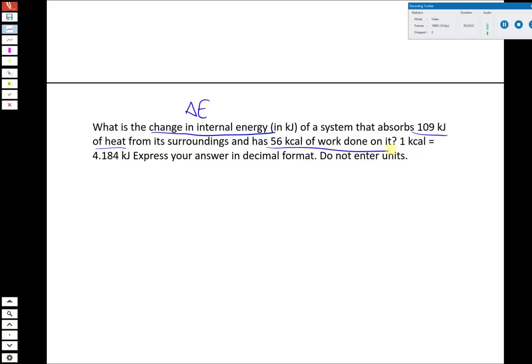We want to know what's the change. So delta E is what we're looking for here. Remember that delta E is related to heat and work by just the sum of the two, Q plus W. So in this problem, they're both given to us, but they're in two different units, and we don't give you the signs directly. So it first tells us that the system absorbs 109 kilojoules of heat. So again, if it absorbs heat, 109 kilojoules, if it absorbs it, that has to be positive. Okay?